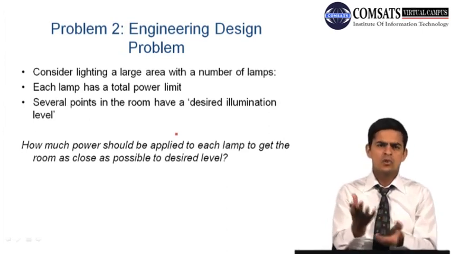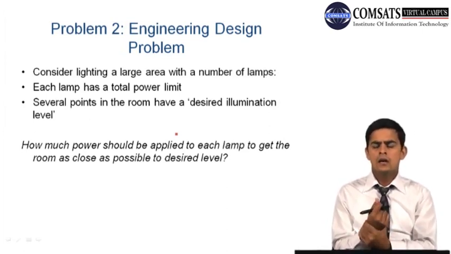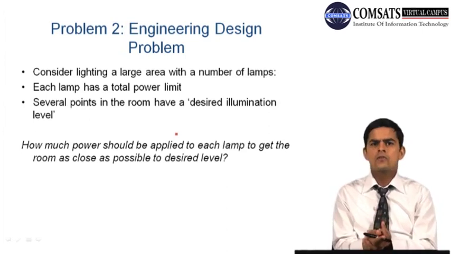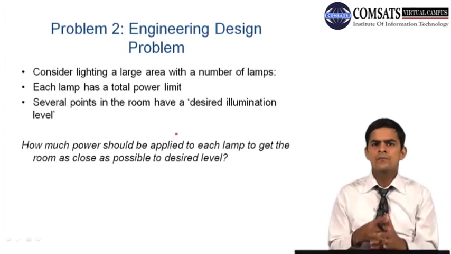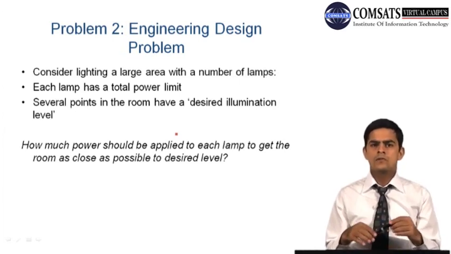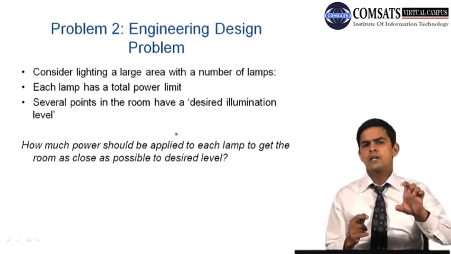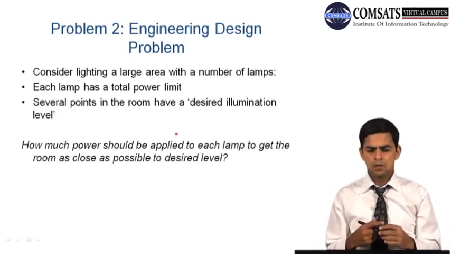Every lamp has a total power limit. You know that. Every tube light has certain watts. Every energy saver has certain watts. So there is a capacity to every electrical item that we use. So it will produce a finite amount of light.